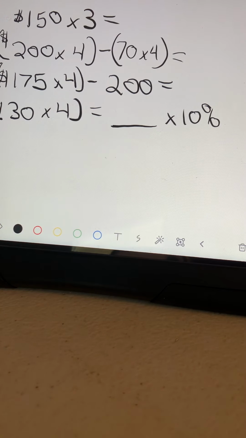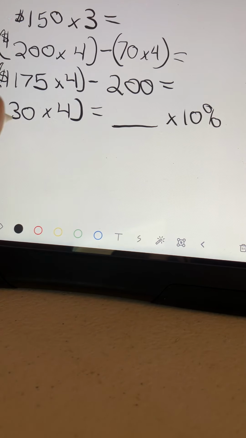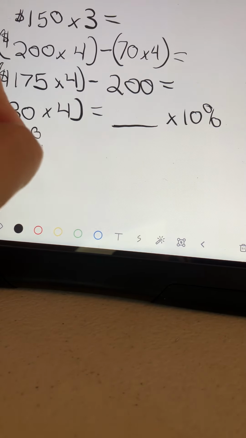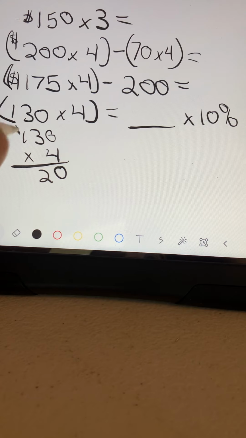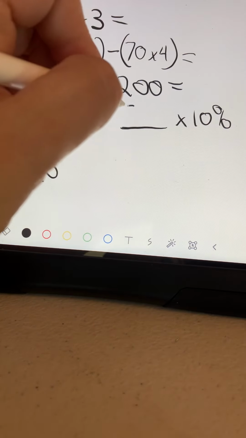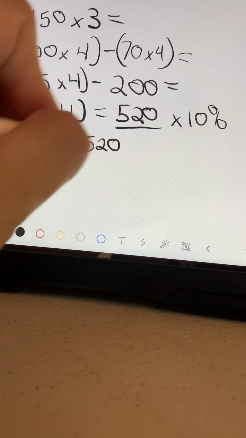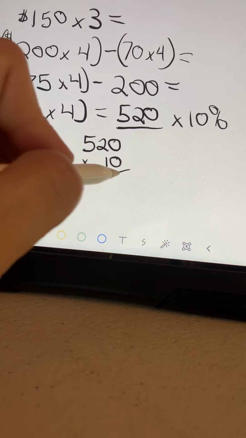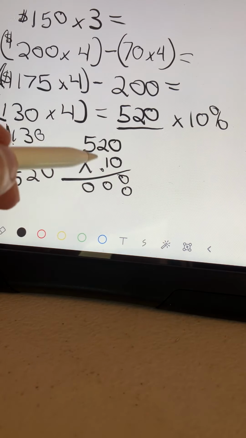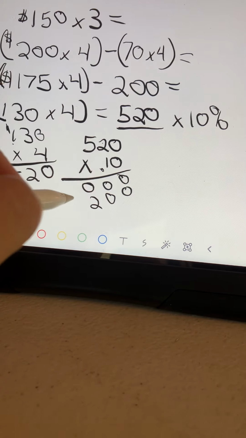So we're going to go ahead and do this one. 130 times 4. So that's 0. That gives you 12. You're going to carry your 1. 4 times 1 is 4, plus 1 is 5. So that gives you 520. So 520 times 10%. First row is zeros. 1 times 0 is 0. 1 times 2, that's 2. 1 times 5 is 5.